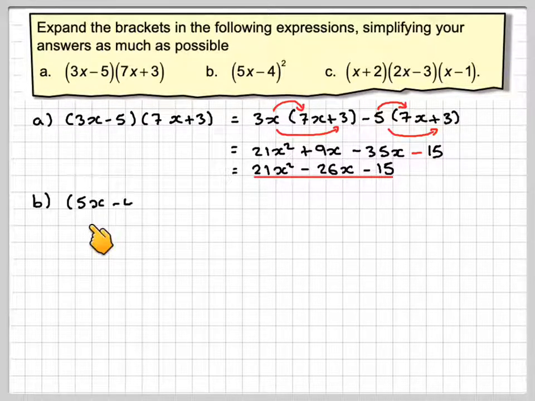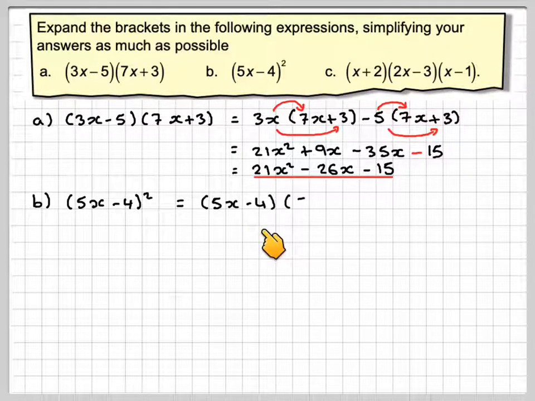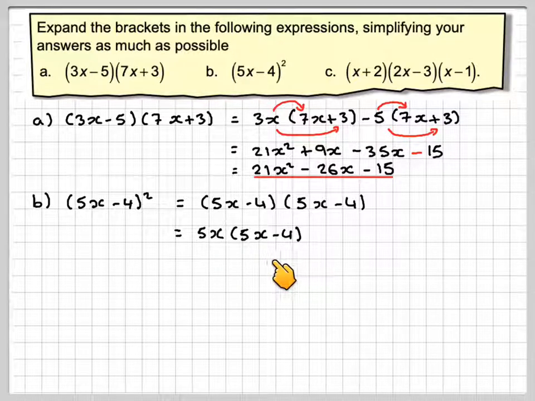Part B, we've got 5x minus 4 all squared. This means 5x minus 4 times 5x minus 4. A common mistake here is just to square that and then to square that, okay? But you need to think of it as 5x minus 4 times 5x minus 4. So you get 5x times 5x minus 4, minus 4 times 5x minus 4.